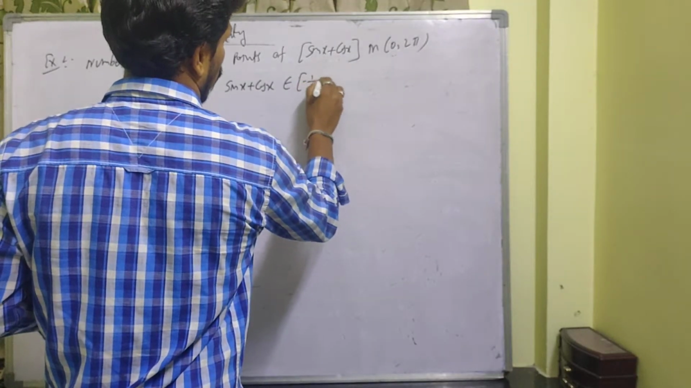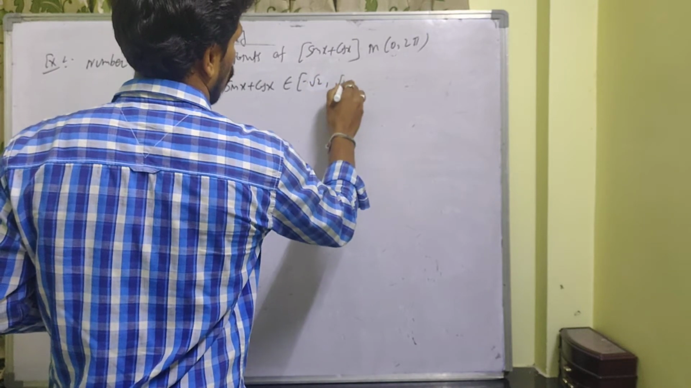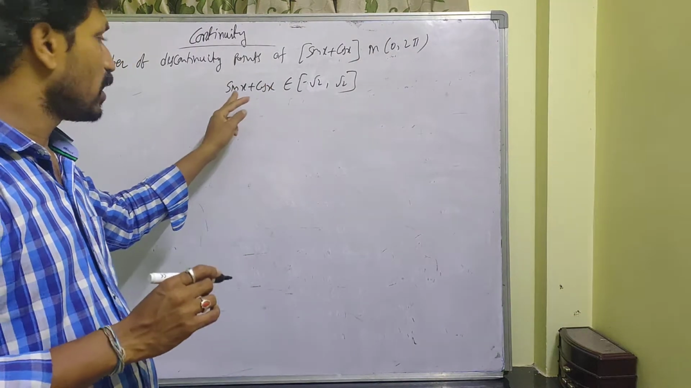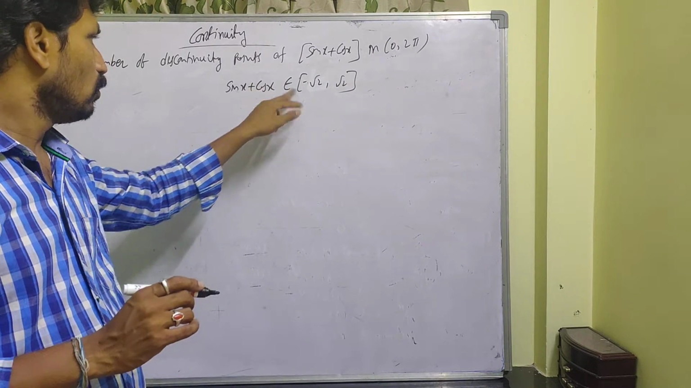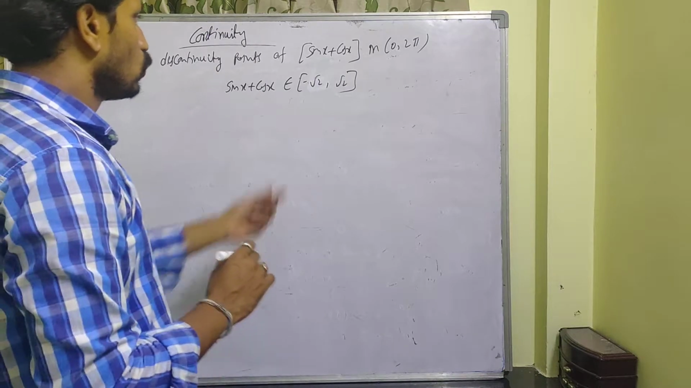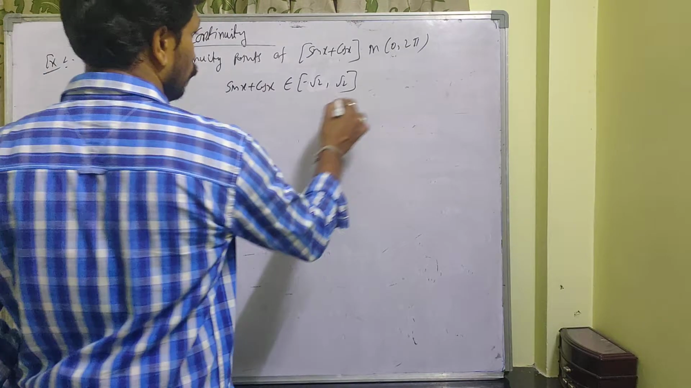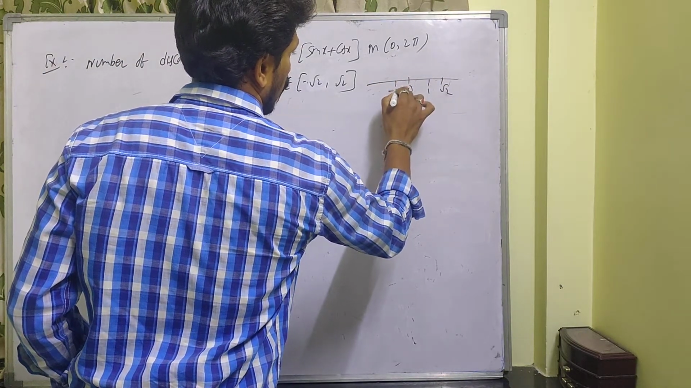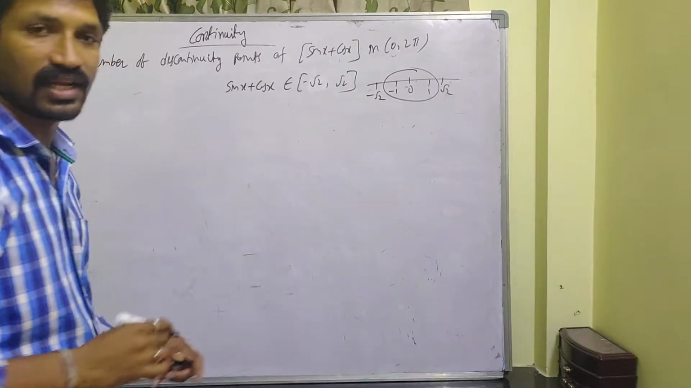Minus root 2 comma root 2, because for a sin x plus b cos x plus c, the range is c minus root of a square plus b square to c plus root of a square plus b square. Here c is 0, and a square plus b square is 1 plus 1. So between minus root 2 and root 2, how many integers are there? On the number line, 0, 1, root 2, minus 1, minus root 2. So there are 3 integers.